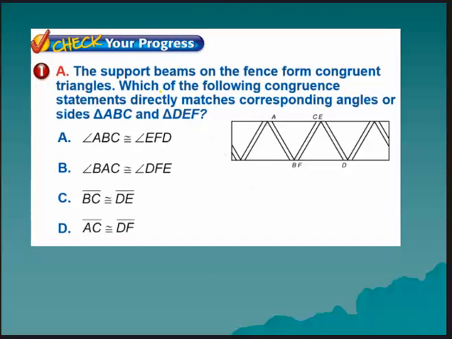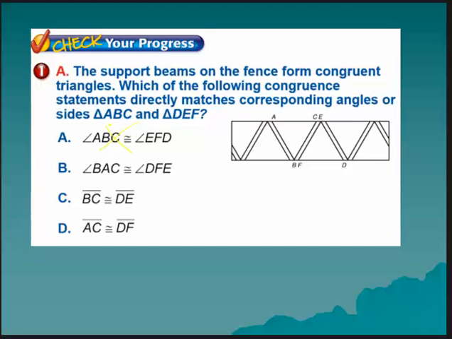Here's another example. The support beams on the fence form congruent triangles. Which of the following congruency statements directly matches corresponding angles or sides for triangle ABC and triangle DEF. Okay, so again, we're going to look at the order. So angle ABC, if we went in order ABC, it should be congruent to angle, going in the same order, DEF. Well, this is not in the same order. Has the same letters, but not in the same order. So let's go to the next one.